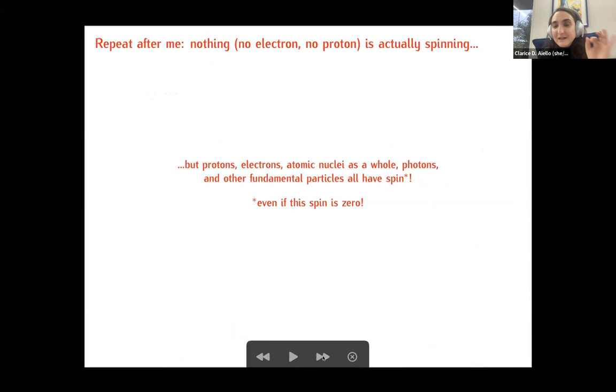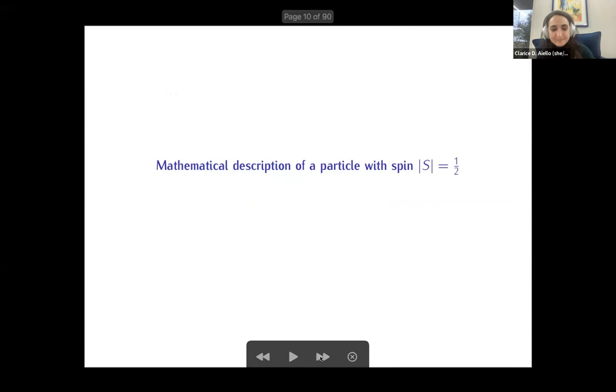So elementary particles, protons, electrons, atomic nuclei as a whole, photons, and other fundamental particles, they all have spin. They don't spin, they're not spinning. And again, they all have spin. Spin is a fundamental property of matter, even if this spin, this magnetic property, is zero, okay? Meaning that they don't interact with magnetic fields.